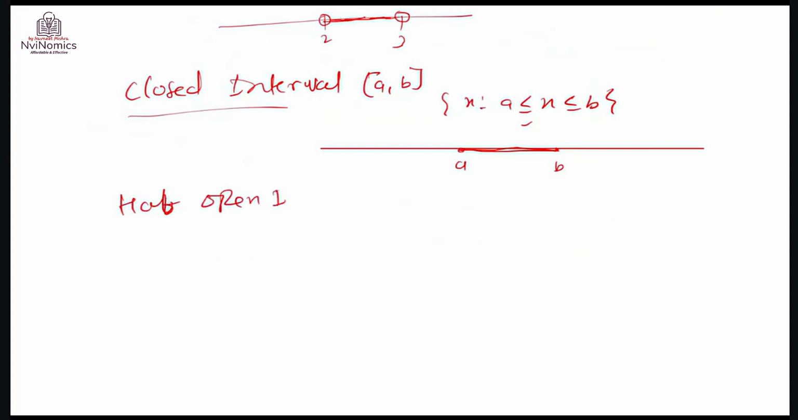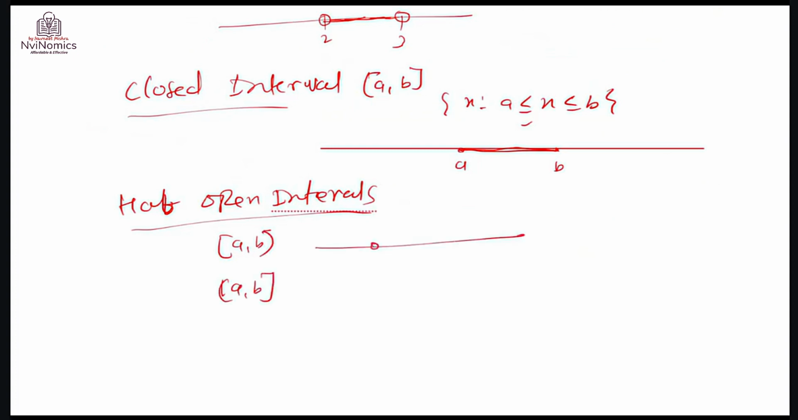Half open interval means there are two types. Here is (a, b], and I can write it down. It means that on the number line we have to exclude a, but include b. In the other one, we have to include a, but exclude b.